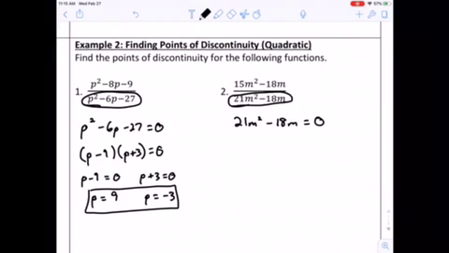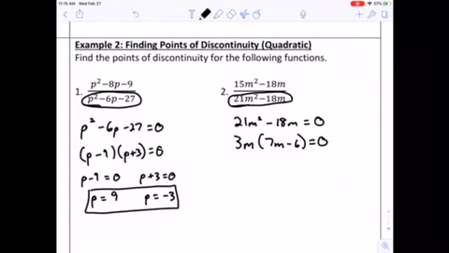Now, with this one, we only have 2 terms. It is quadratic still, but the way to factor this one is to factor out the greatest common factor, which between 21 and 18 is 3. Actually, that's a lie, it's 9. No, I'm right, it was 3. And m. And so that leaves us with 7m minus 6.